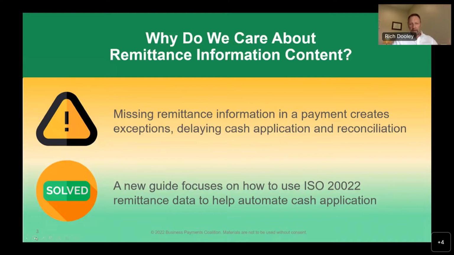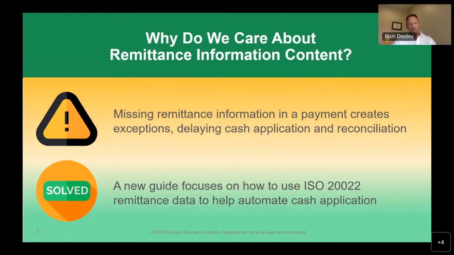So again, why do we care about remittance information content? It's very important, obviously, in the B2B payments trading world. So missing remittance information in a payment creates lots of exceptions. It happens all the time. I've had clients explain to me that they have a full staff of people just to apply payments because it's very difficult. So we want to try to avoid as best we can delaying cash application as well as reconciliation. Another thing to consider is if you can't apply cash and reconcile it, you can't send it out. So payments are coming in. Those dollars have to be utilized by a business. It can't happen unless there's a proper application as well as reconciliation. So it's a big deal.